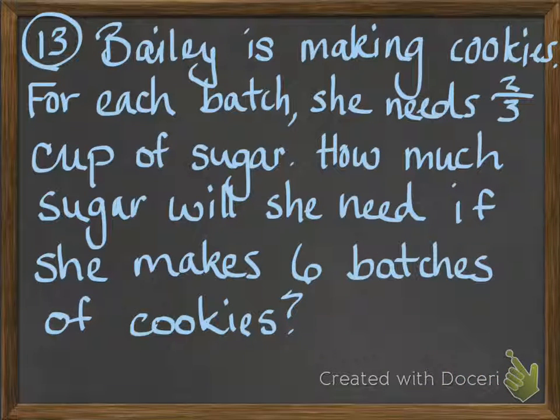All right, last problem, number 13. Bailey is making cookies, and for each batch she needs 2/3 cup of sugar. How much sugar will she need if she makes 6 batches of cookies? You solve this one.